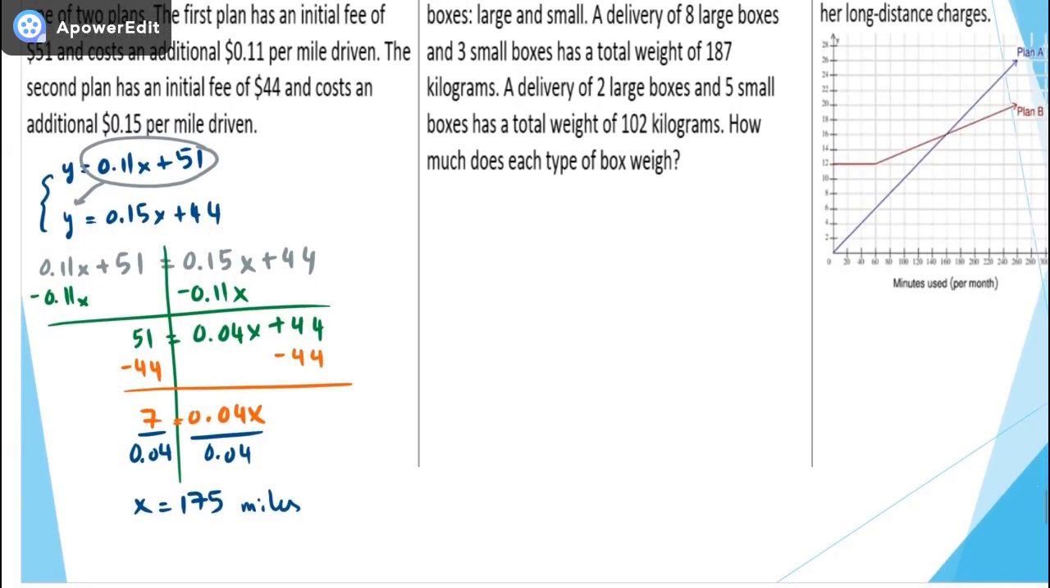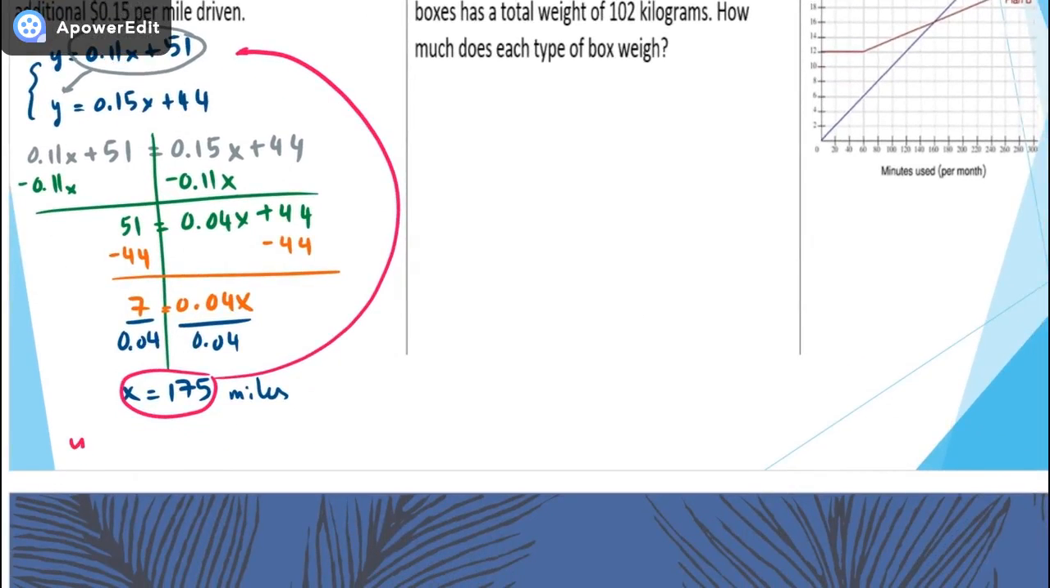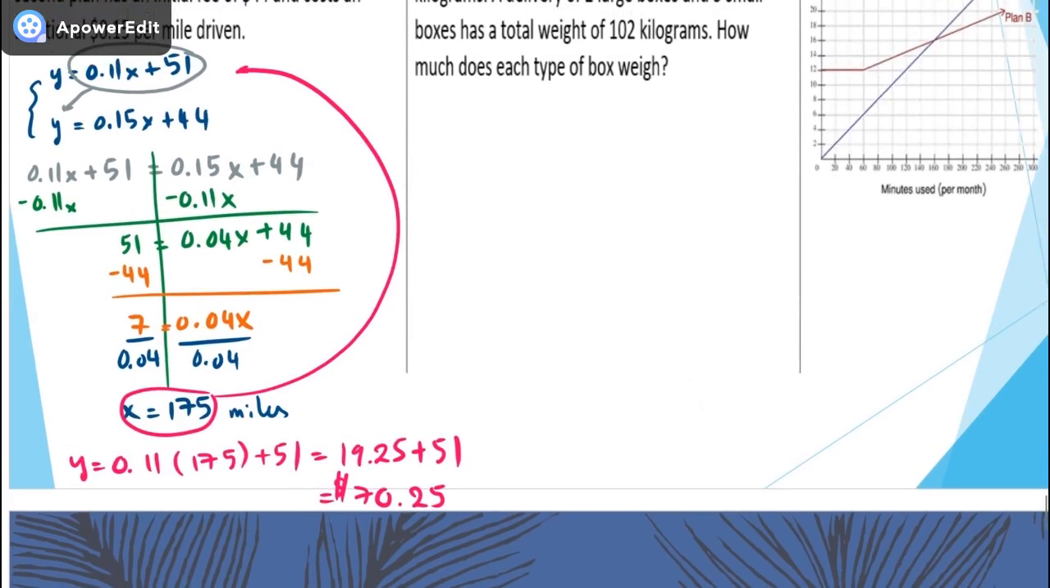And how much does this cost? We're going to take this and plug it into one of the originals to find out how much it costs him. Y equal to 0.11 times 175 plus 51. So 0.11 times 175 is 19.25, plus 51. So it's going to cost him $70.25. Okay, so that's it for number 1.